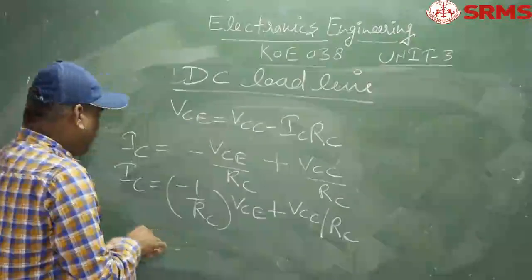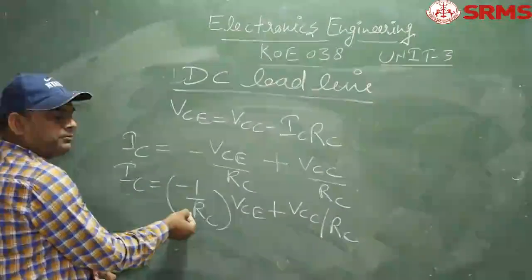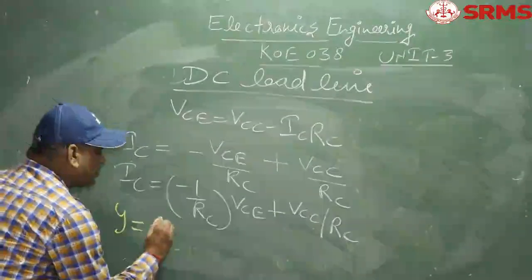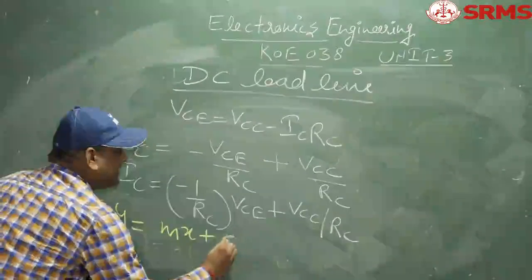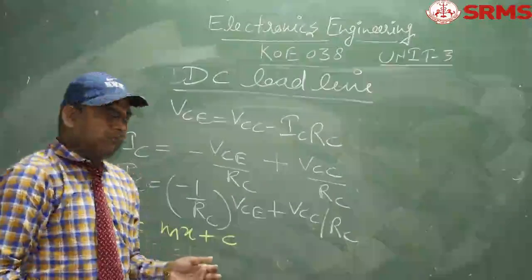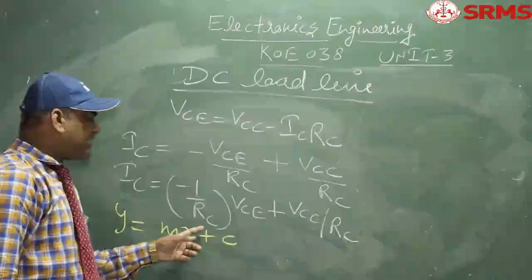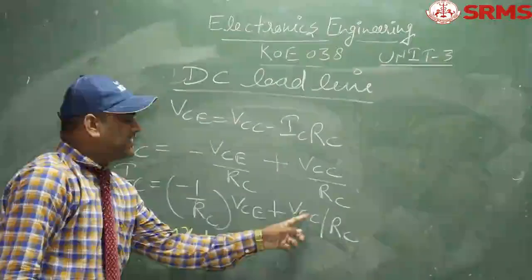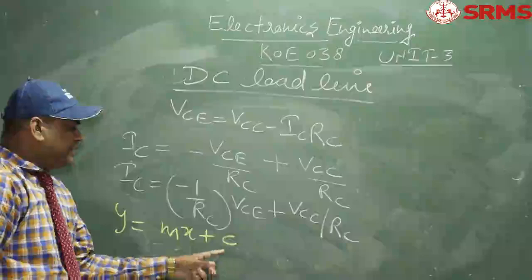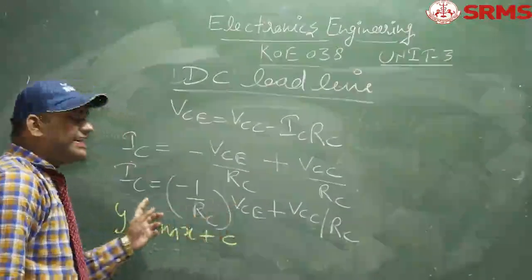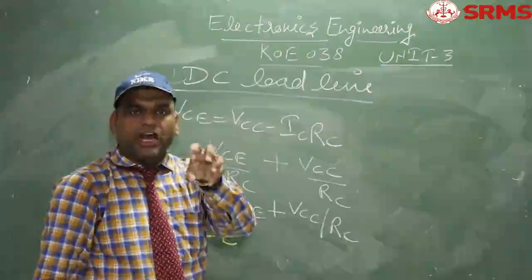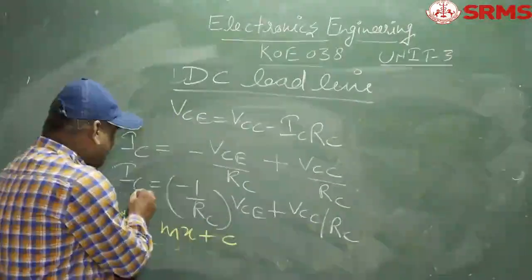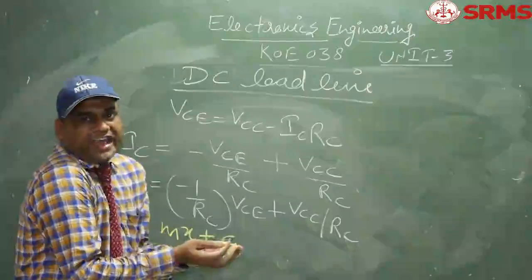Is that clear? Now look here. This is the slope. If you compare it with the straight line equation, y is equal to mx plus c, m is the slope, minus 1 divided by RC. x represents VCE, the output voltage. And VCC divided by RC is the constant, c. So this equation represents a straight line. That means on the output characteristic of the transistor, you have to draw a straight line, and the maximum point as well as the minimum point can be determined.